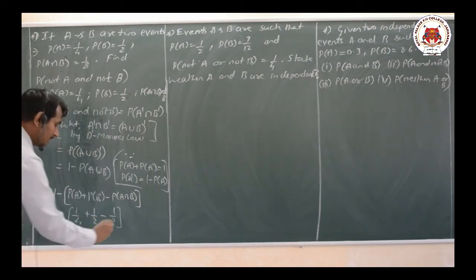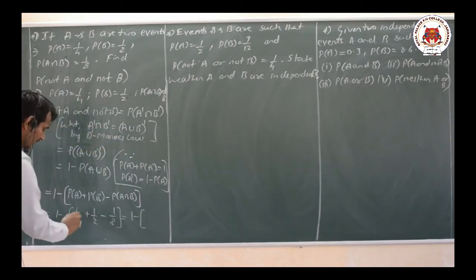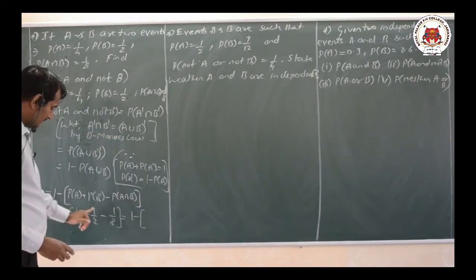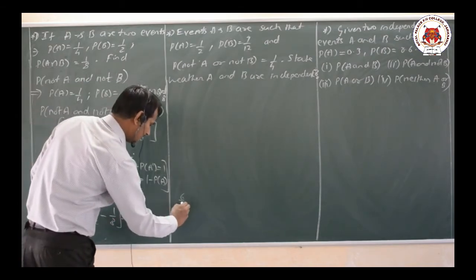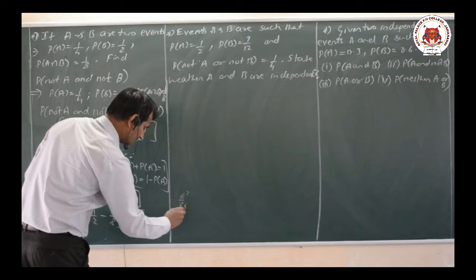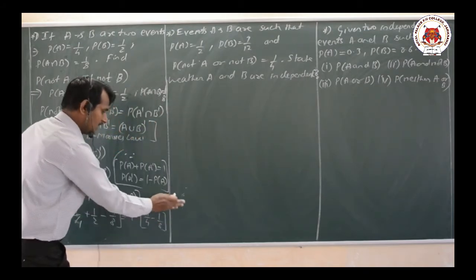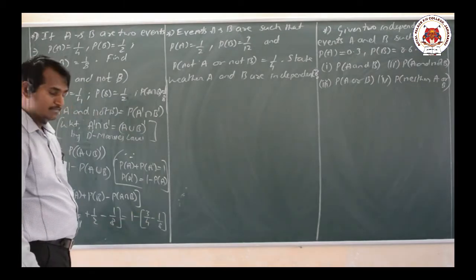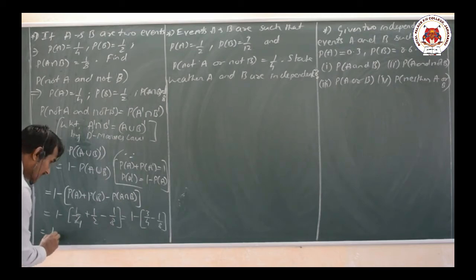Now I will simplify here. So what we get is 1 minus 1 by 4 plus 1 by 2, that is nothing but 2 plus 4, that is 6 by 8. 6 by 8, the value will be, 2 3s are 6, 2 4s are 8, that is 3 by 4, minus 1 by 8. At last, here also we can solve it and simplify the value. So now I will solve it directly: 1 minus 3 by 4 plus 1 by 8.